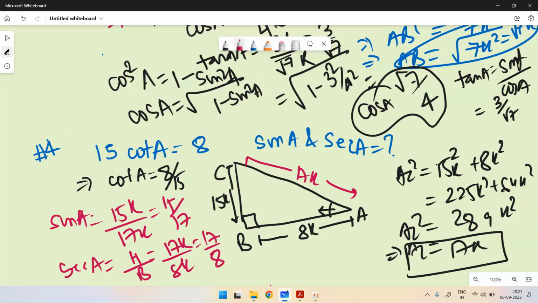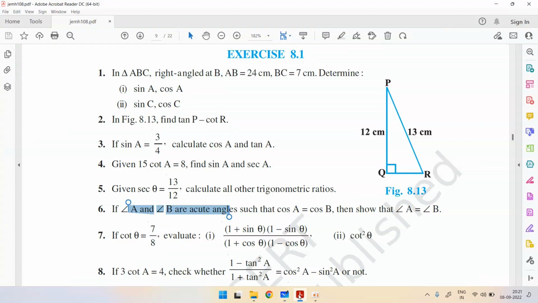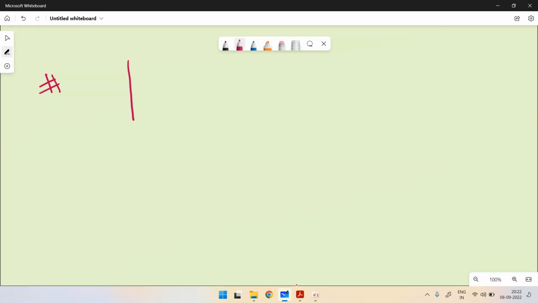So let me draw this figure first so you will understand. Given that A and B are acute angles, let me draw a triangle A, P, Q, and next I will be drawing a bigger diagram.